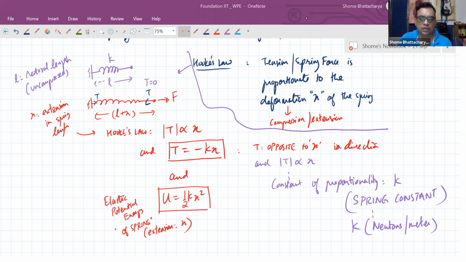Okay. So that's it for today's class, people, and we'll pick it up from here next time. Again, the next lecture is also going to be very important, and we are going to look at the conclusion of work energy theorem in the next class. So please make sure you revise this part.